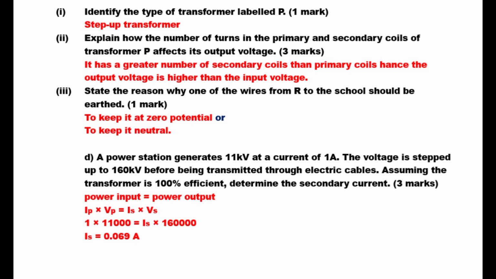Let's go to question D. A power station generates 11 kilovolts at a current of 1 ampere.